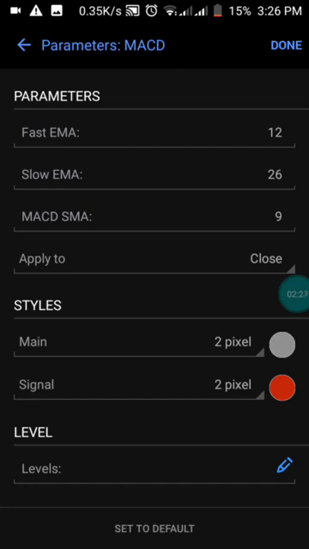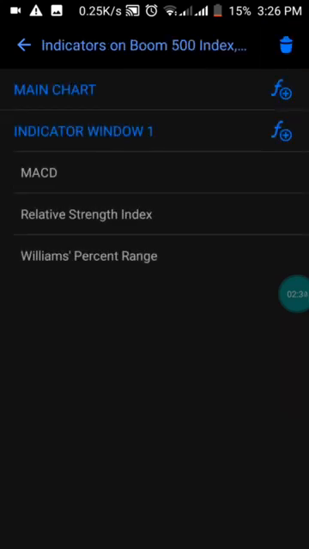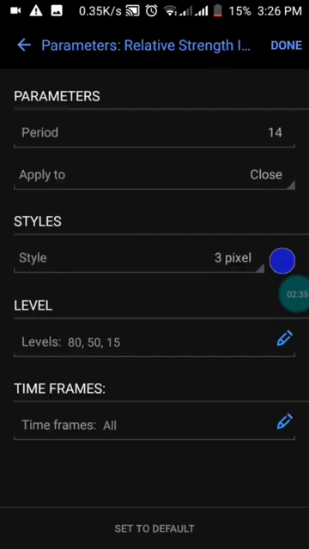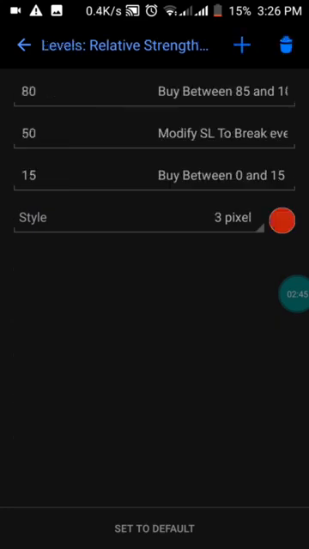I also have my main style in this color, and my signal in red color. Then you press done. I also have my relative strength index, which has the period of 14, applied to close, and the style in blue color. I have levels at 80, 50, and 15. So these are the entries where I always want to take my trade.